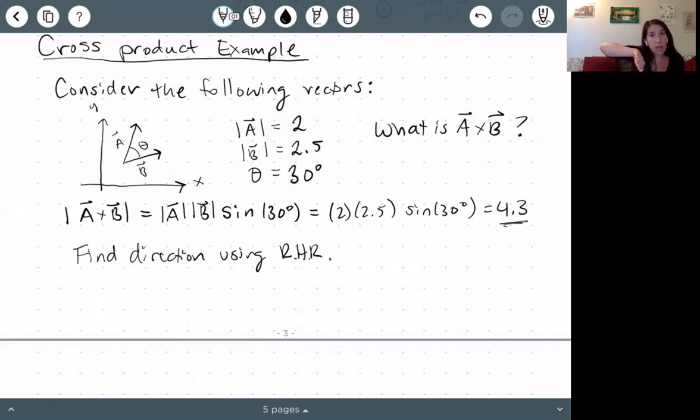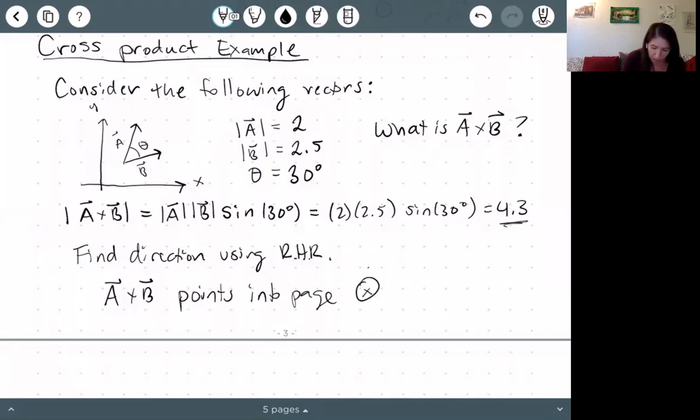If you draw it on your paper, which you really should do on your own, don't just watch me and think you'll be able to figure out the right-hand rule. You really have to do this on your own. Draw these vectors A and B, put your fingers along A, twist your wrist such that you can naturally curl your fingers the shorter distance to B, and your thumb should end up pointing into the page. And so A cross B points into the page, which we can write as this.